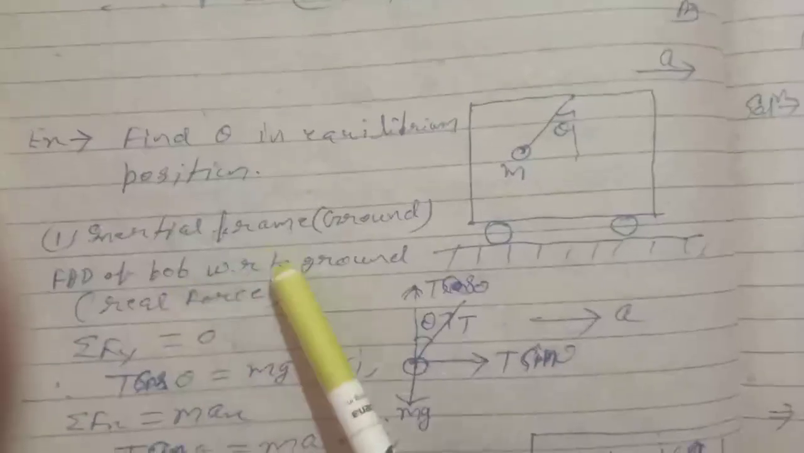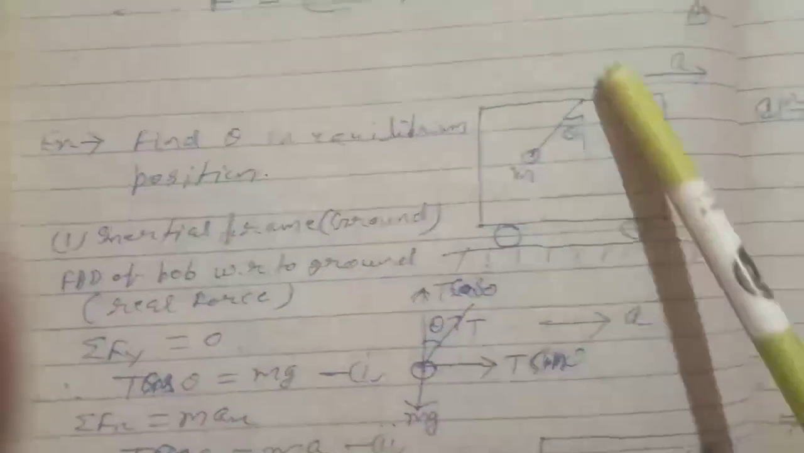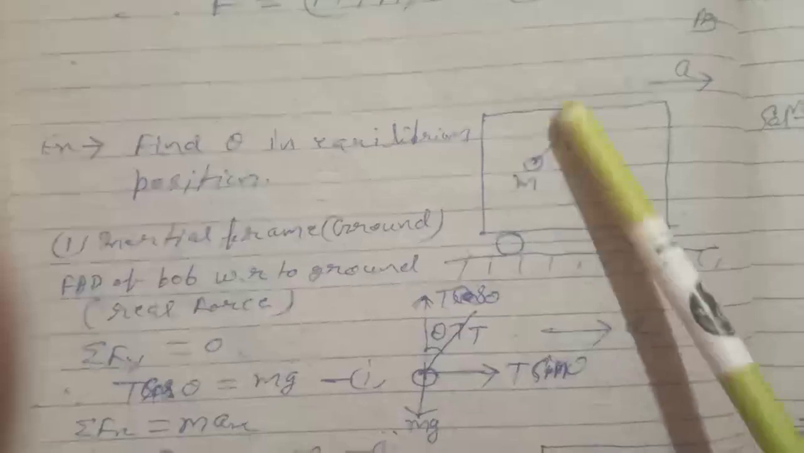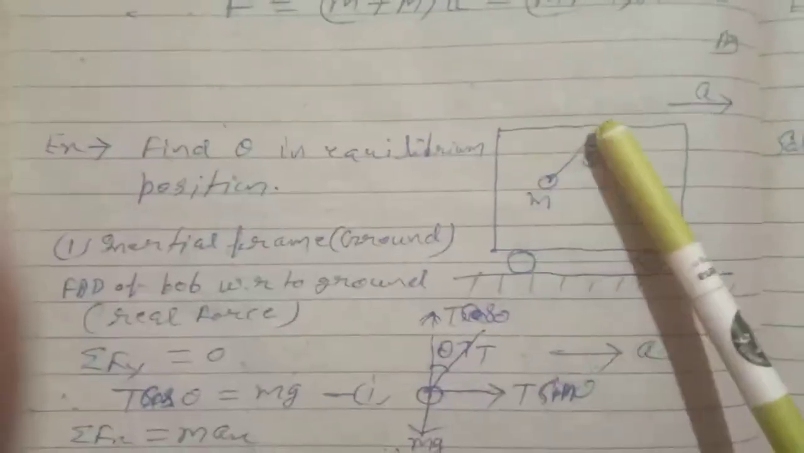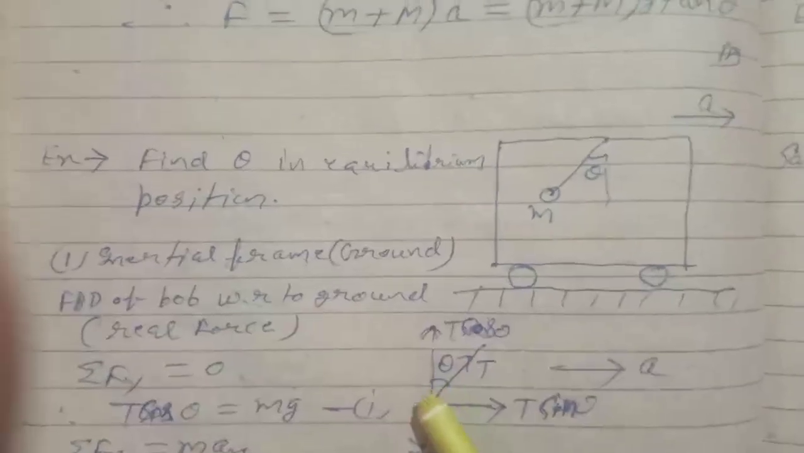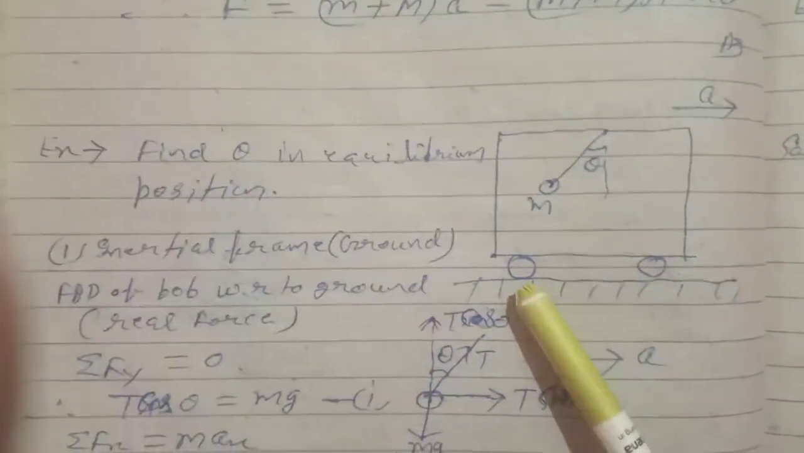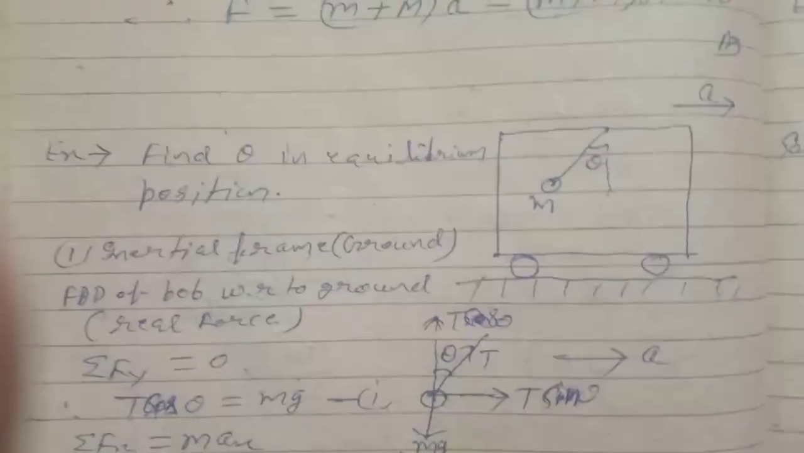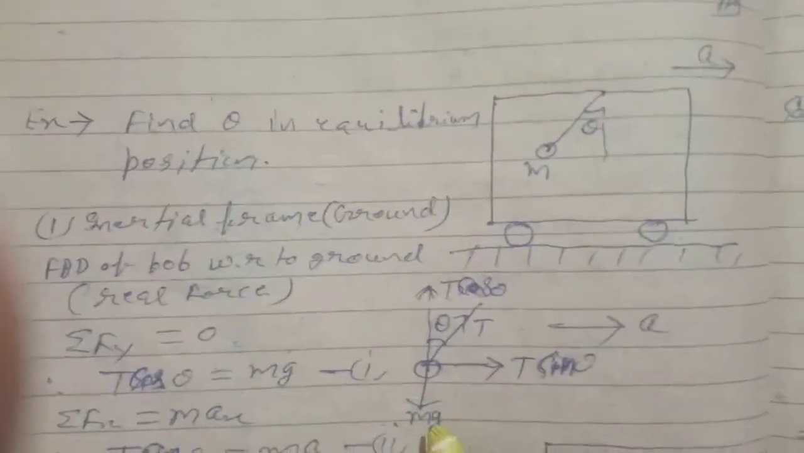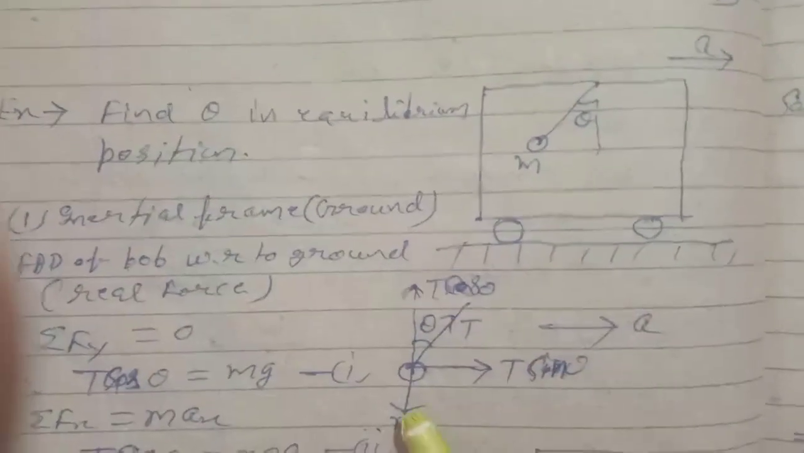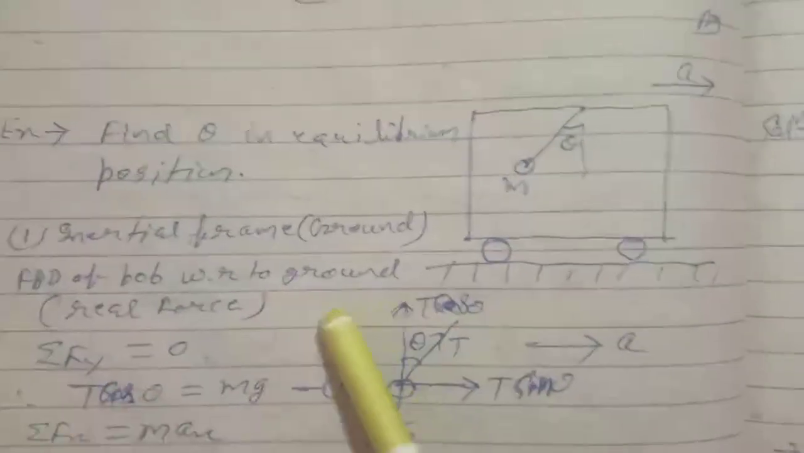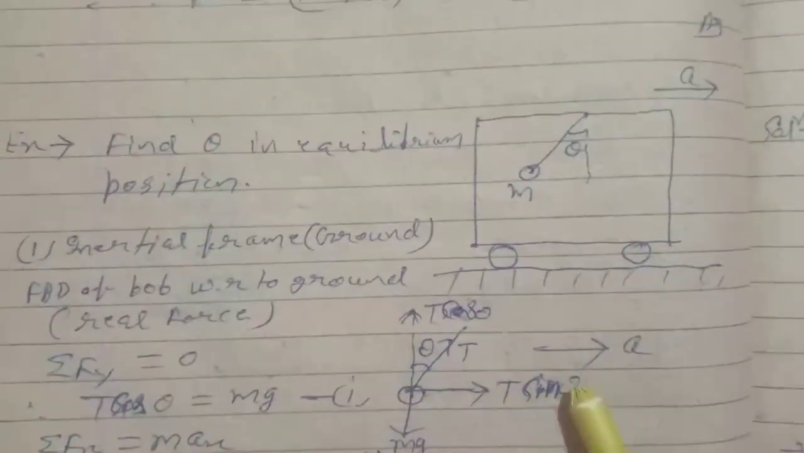The FBD of bob with respect to ground is, consider in this there will be an angle theta. If tension in the string is T, then the direction of T will be in this direction, and the weight of the bob will be in vertically downward direction. So we have two components, one is T cos theta and another is T sin theta.